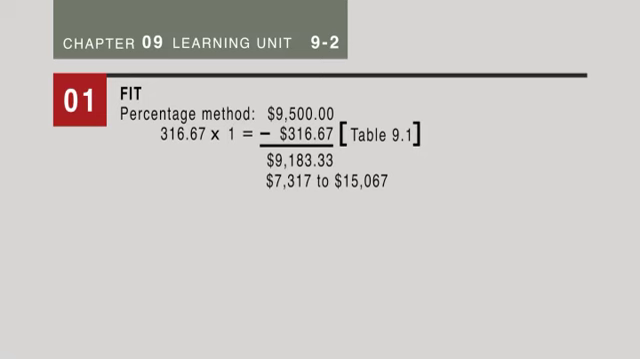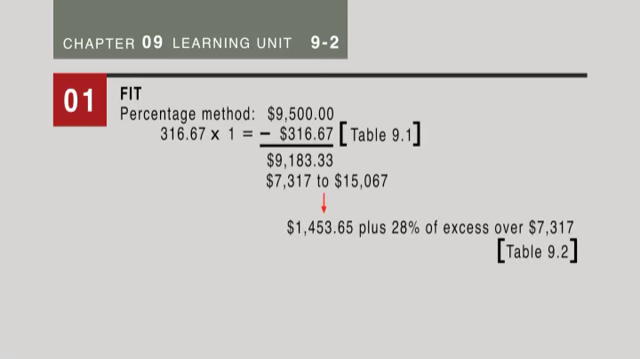Then you go to the table, and those wages fall between $7,317 and $15,067, of which the tax would be $1,453.65 plus 28% of any excess over the $7,317.